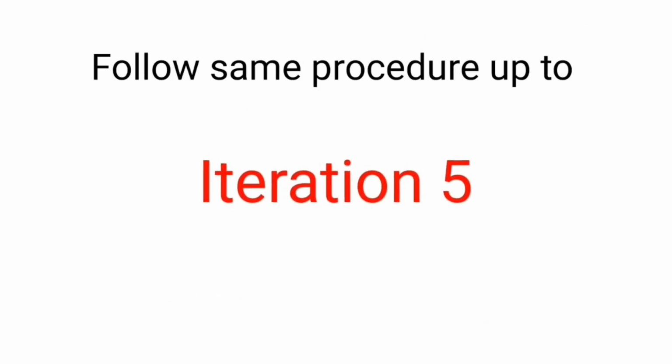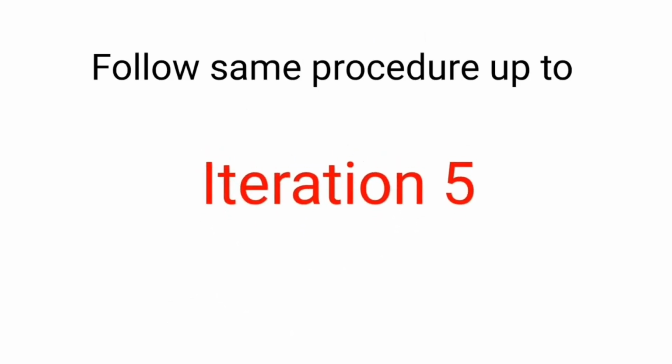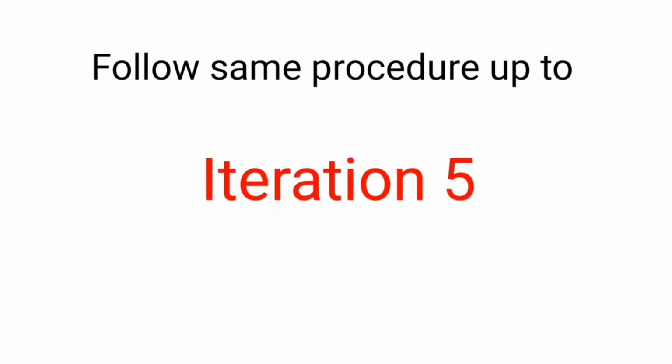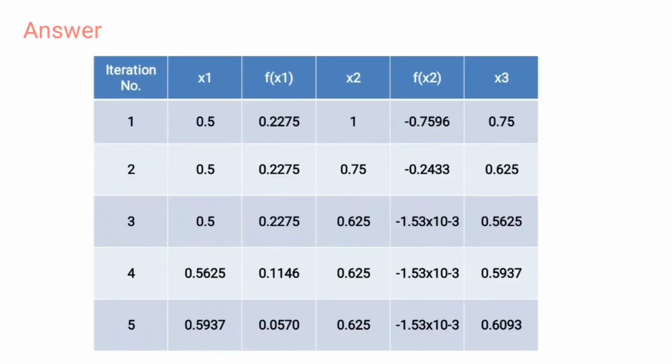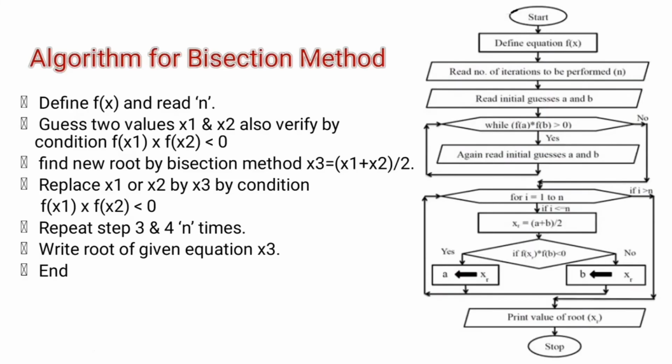Follow the same procedure till iteration 5. Now if you tabulate all the 5 iteration results in the above format, at the 5th iteration we get 0.6093, which is the required root of the equation. Next we'll see the algorithm of the bisection method and the flowchart of the bisection method.